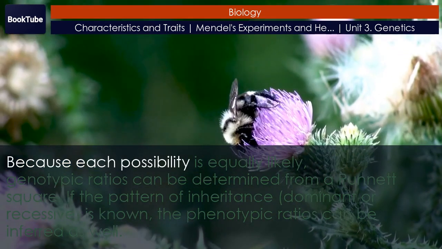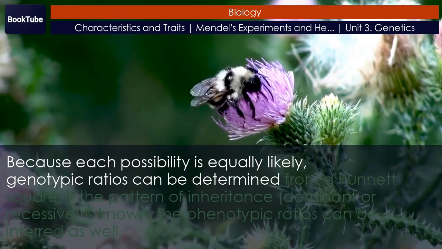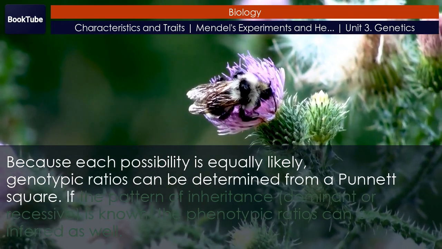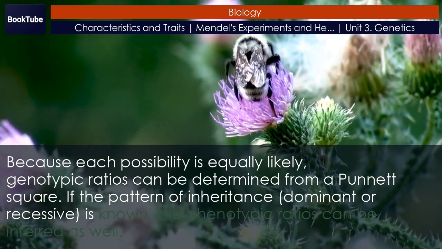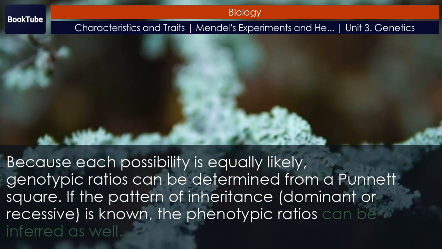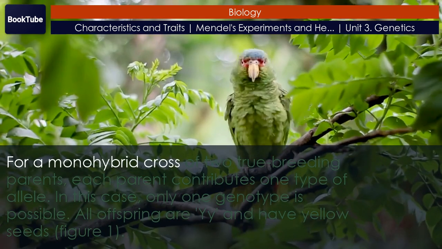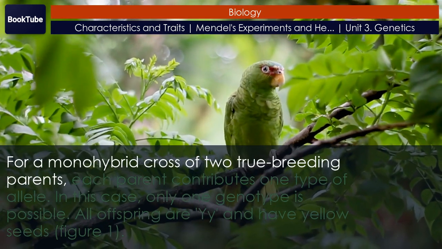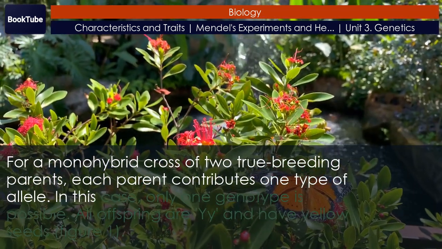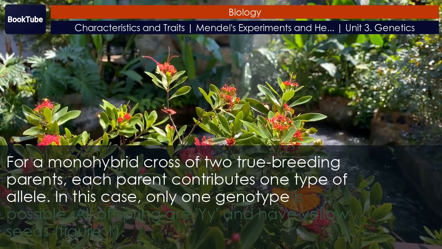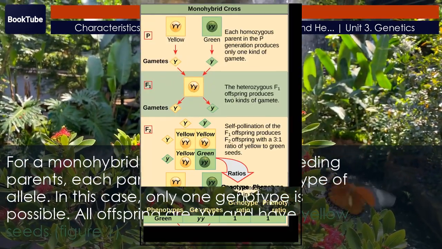Because each possibility is equally likely, genotypic ratios can be determined from a Punnett square. If the pattern of inheritance, dominant or recessive, is known, the phenotypic ratios can be inferred as well. For a monohybrid cross of 2 true breeding parents, each parent contributes one type of allele. In this case, only one genotype is possible. All offspring are Yy and have yellow seeds.